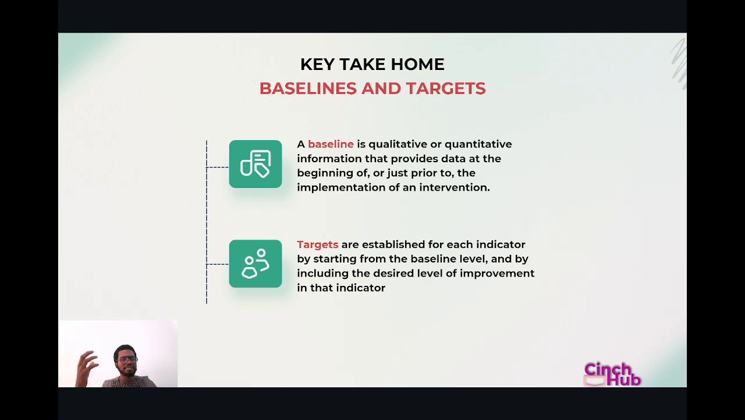So what is baseline? We've mentioned baseline a couple of times. Baseline is qualitative or quantitative information that provides data at the beginning of or just before an intervention starts. So at the beginning of it or before an intervention starts, that is baseline. Then targets are established for each indicator. Target: what do you want to achieve? Starting from your baseline, all right, what is the desired level of improvement you're expecting? So what is the desire?